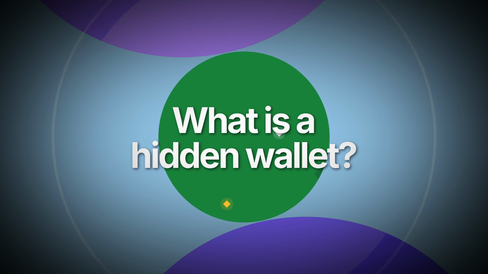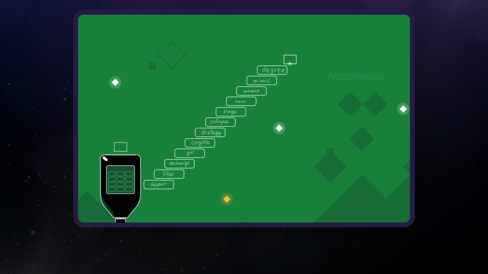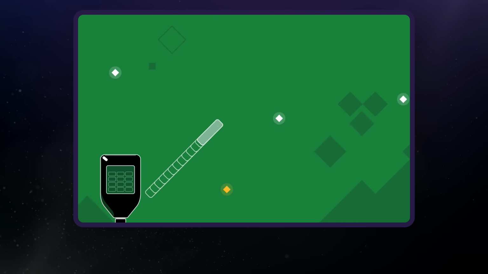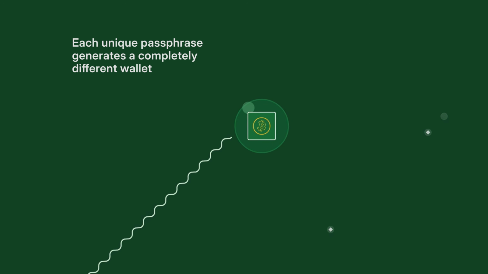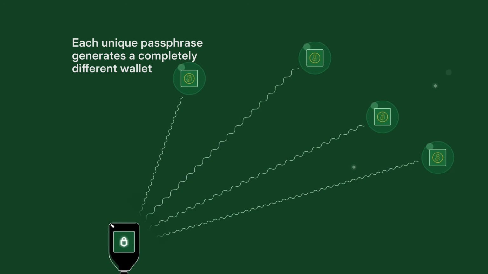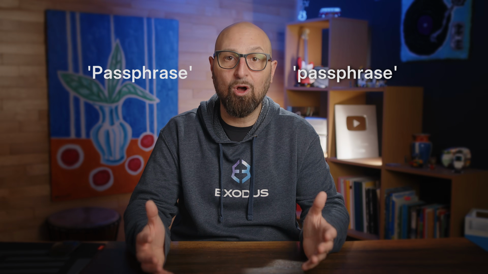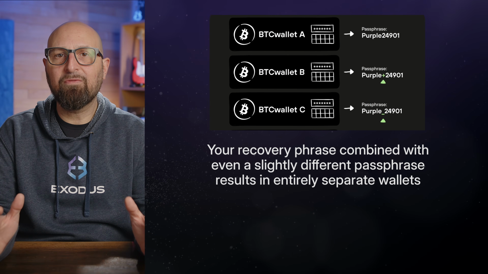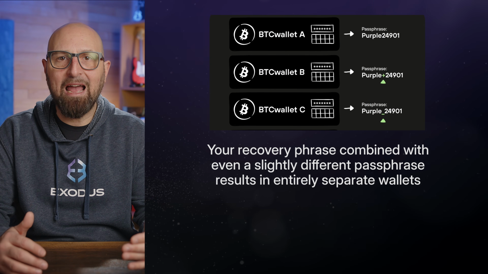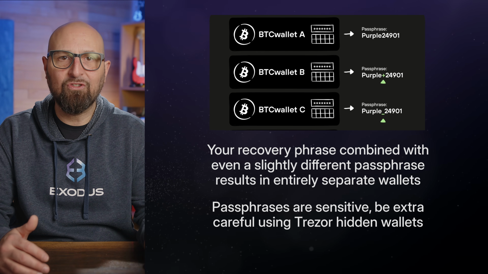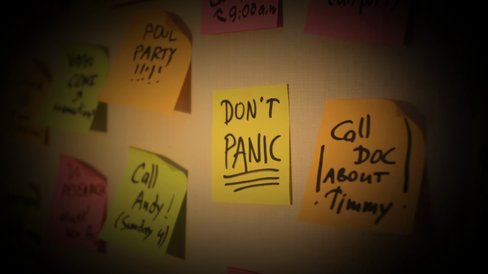With a Trezor device, you can create a hidden wallet by using a passphrase. This passphrase acts like a 13th word on top of your existing 12-word secret recovery phrase. Each unique passphrase generates a completely different wallet. For example, entering passphrase with a capital P would create a different hidden wallet than passphrase with a lowercase p. Even a small difference in capitalization matters. Your recovery phrase combined with an even slightly different passphrase results in entirely separate wallets. This is what can lead to confusion if you're not careful when setting up or entering your passphrase.